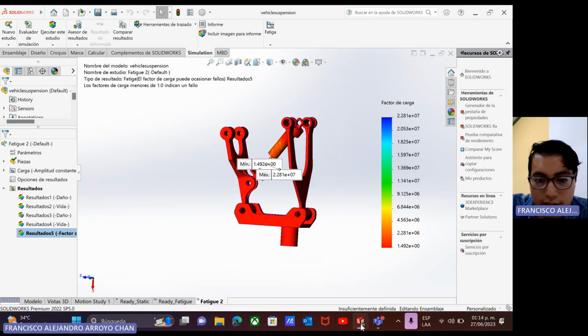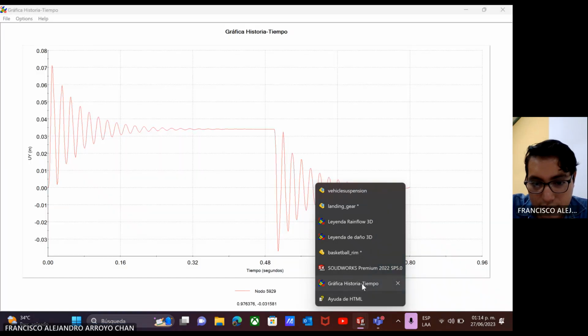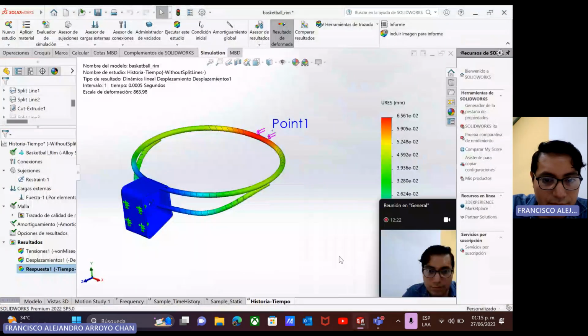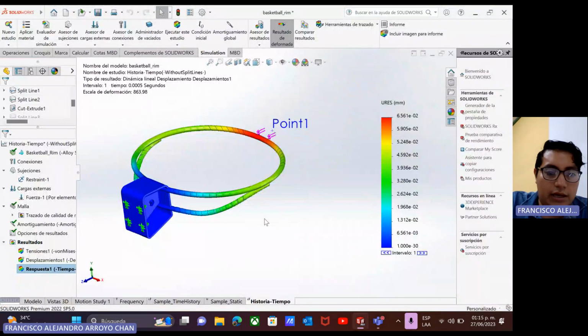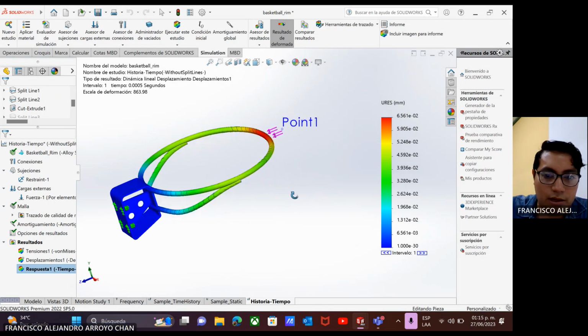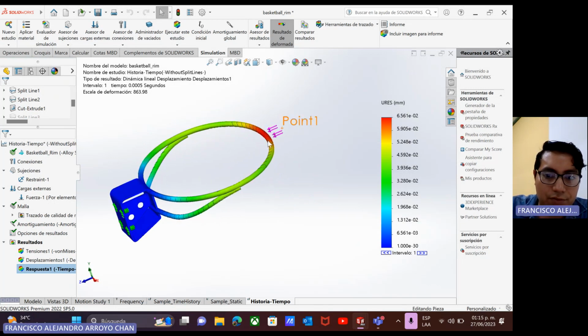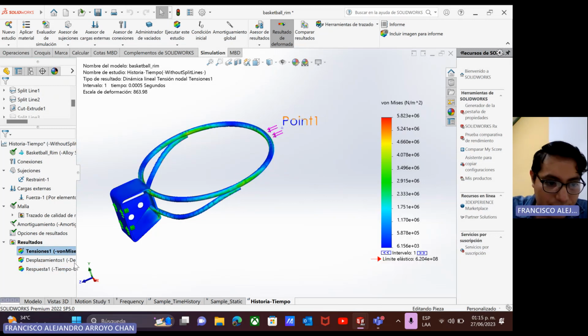The third one is the basketball ring. It's about simulations to a point for when you're playing basketball and jump and take the ring to hold onto the ring. This is the point of stress. We have the tension also.